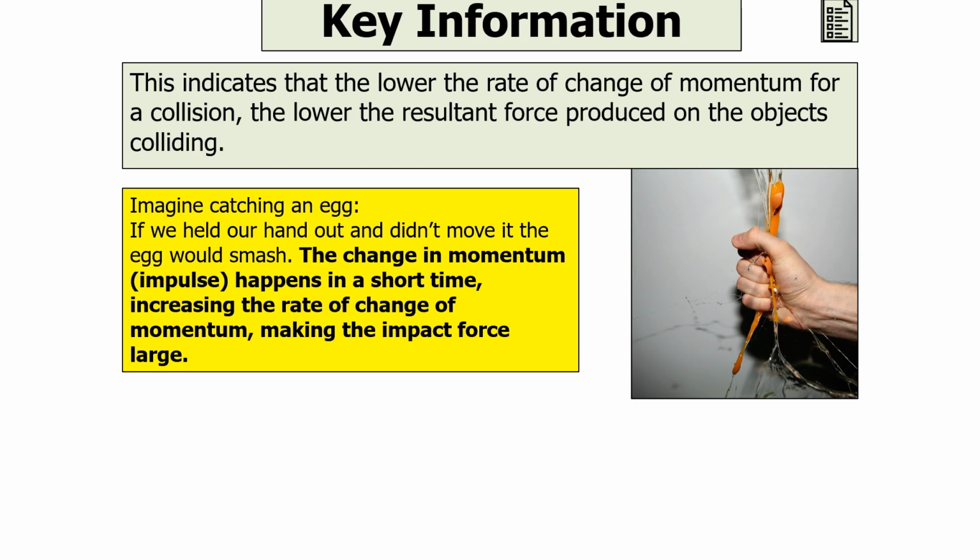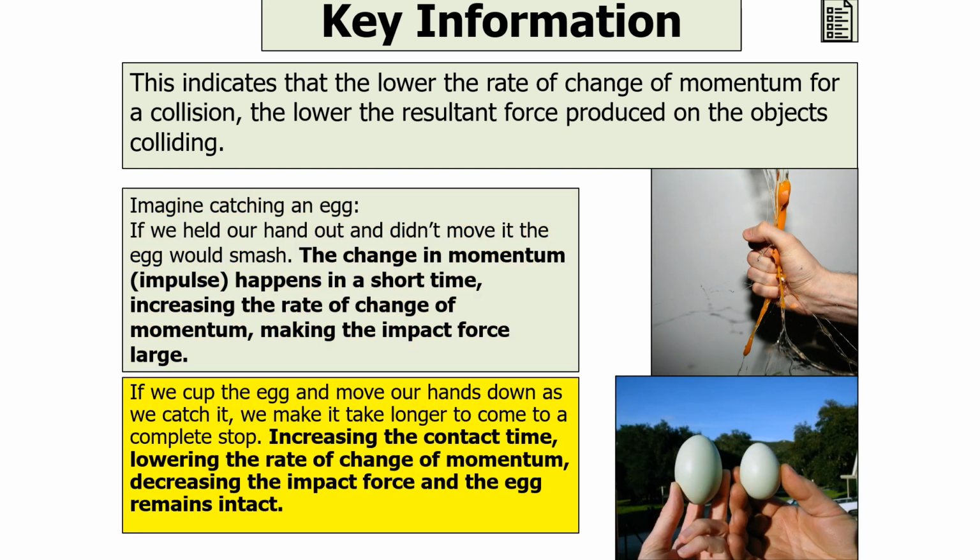So imagine trying to catch an egg. If we held our hand out and didn't move it, the egg would smash because the change in momentum, the impulse, happens in a short time, increasing the rate of change of momentum, making that impact force large. If we cup the egg and move our hands down as we catch it, we make it longer to come to a complete stop.